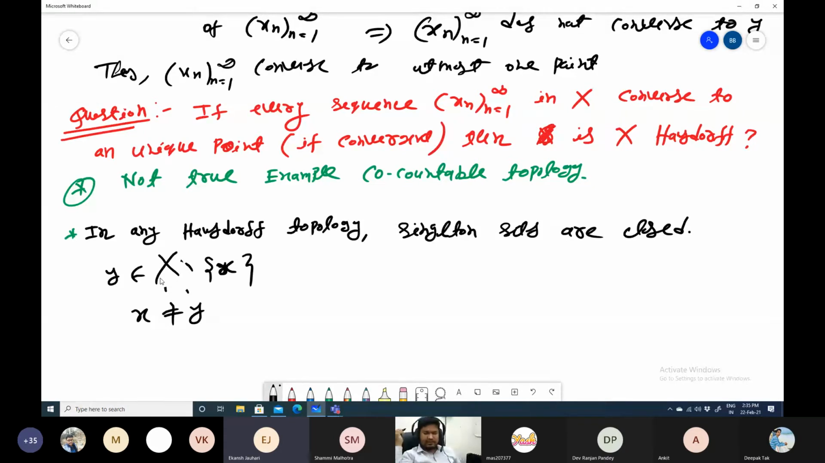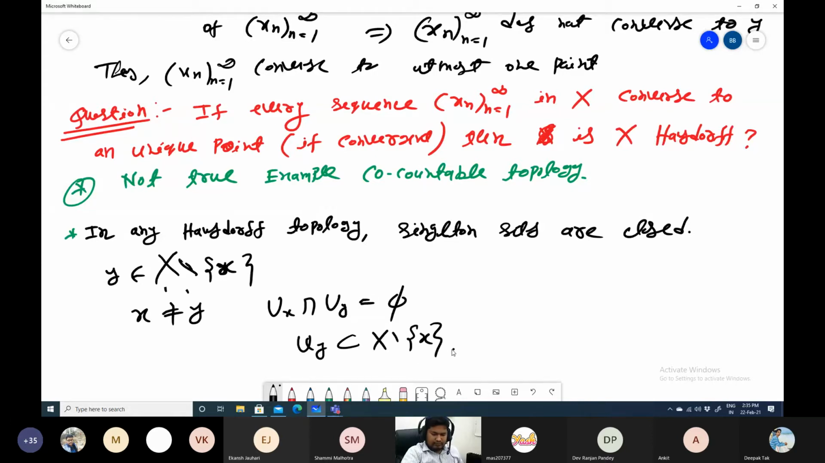Yeah, you can take U_x intersection U_y is empty, right? Now here you can check that U_y is a subset of that. So therefore, this is actually a good exercise.